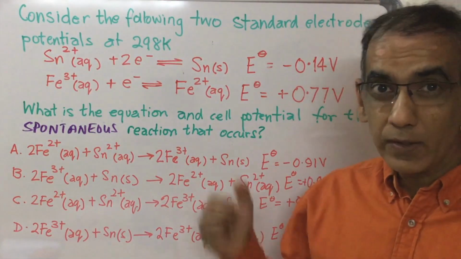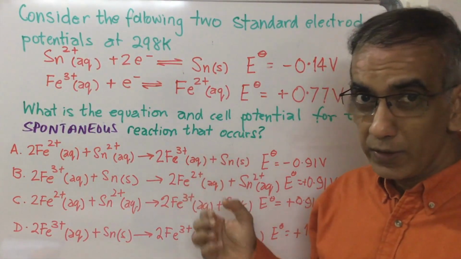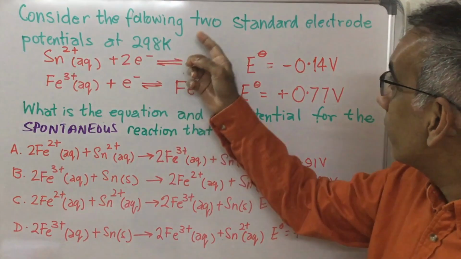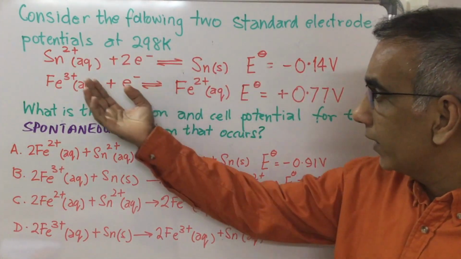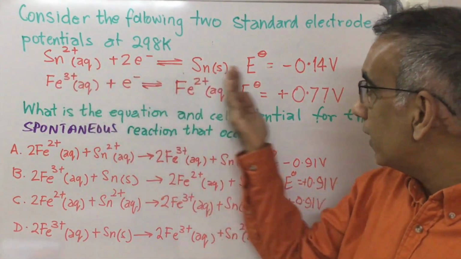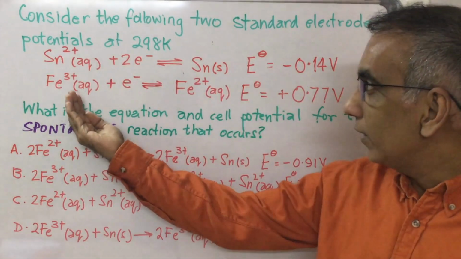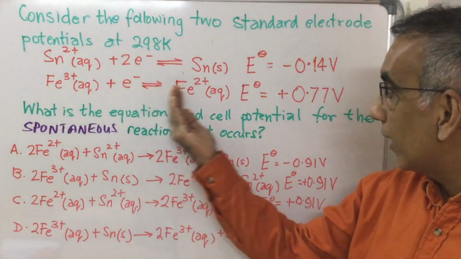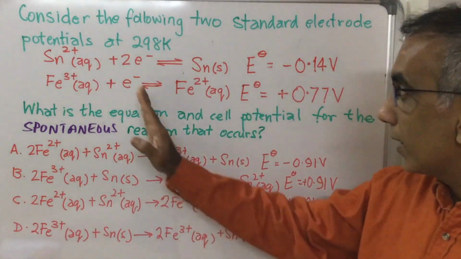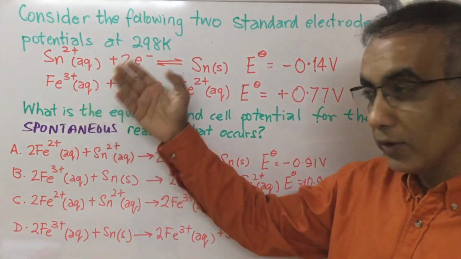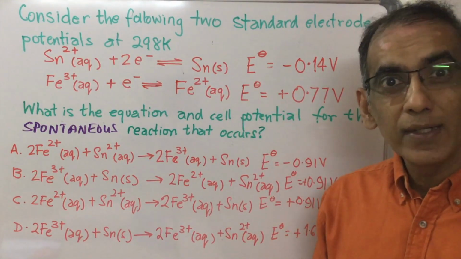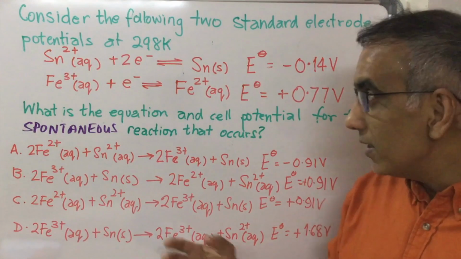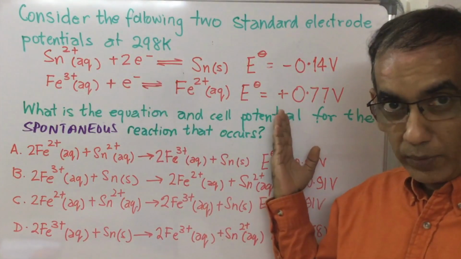Hello and welcome as we consider yet another multiple choice question for IB chemistry. Consider the following two standard electrode potentials at 298 Kelvin. Here you have a reaction for tin, and here you have the standard electrode potential for iron. Both of these, of course, are showing gain of electrons, reduction potentials. In fact, everything in the table of standard electrode potentials is a reduction potential.